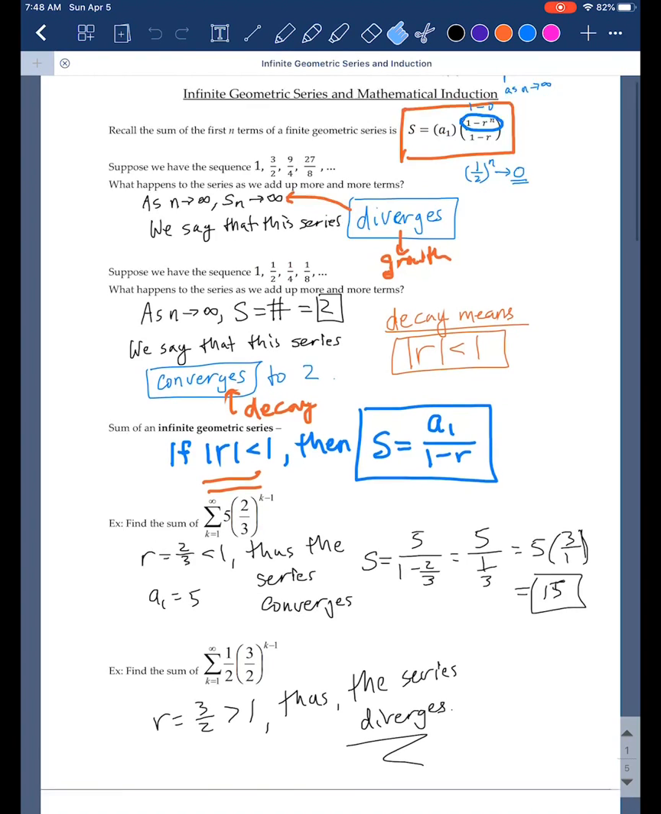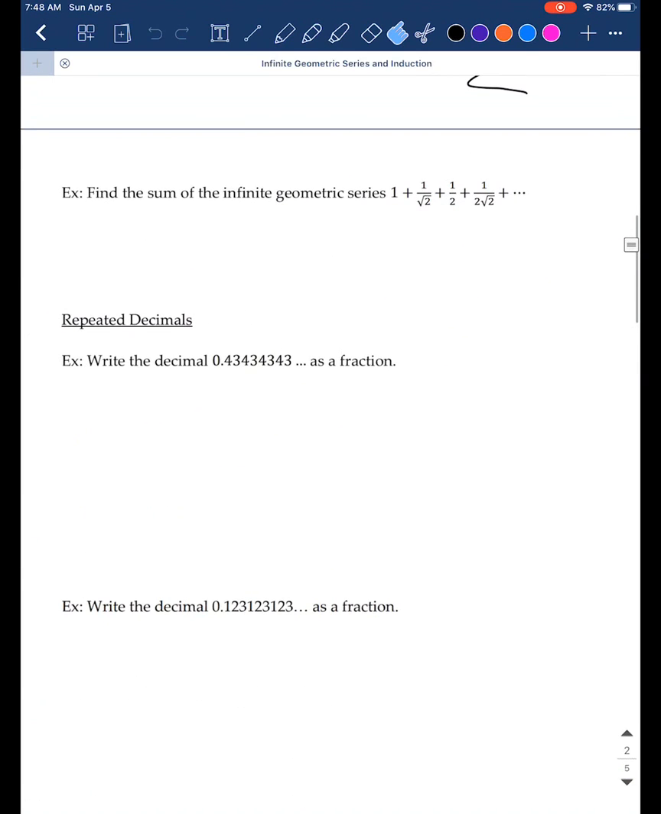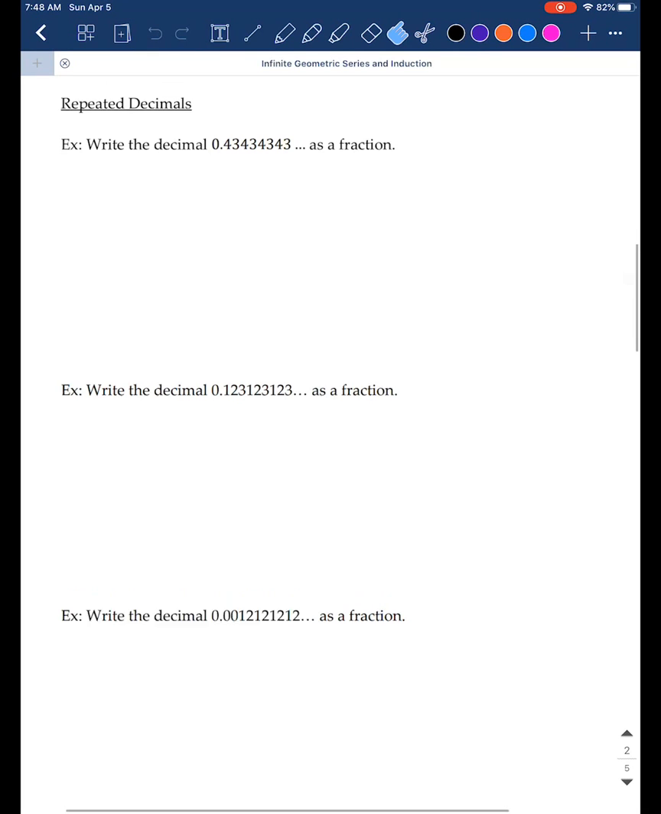So for these examples, the first one at the top is similar to the two final examples from the previous notes. And then these three are really more a specific application of figuring out how to take a repeated decimal and rewrite it as a fraction using infinite geometric series.